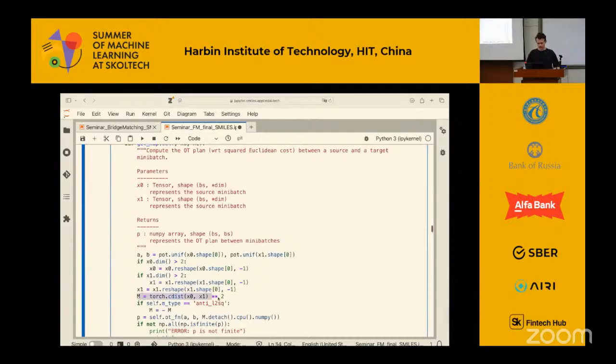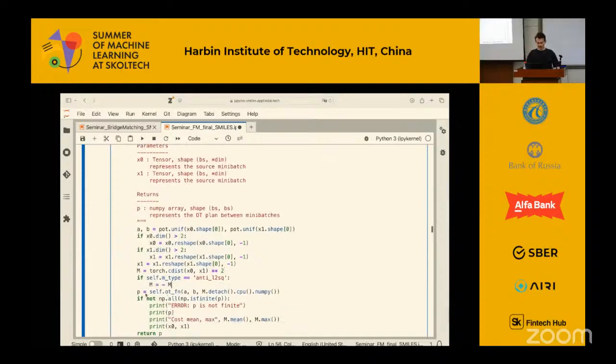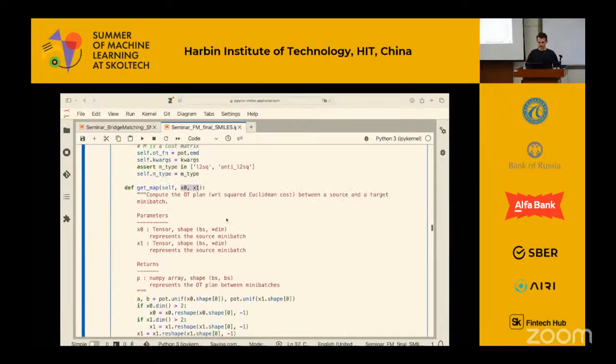We construct matrices of distances between x0s and x1s and pass them into this OT function, which solves the linear optimization problem and gets the optimal pairing for each x0 to an x1 from the samples distribution that you pass here as a function argument.